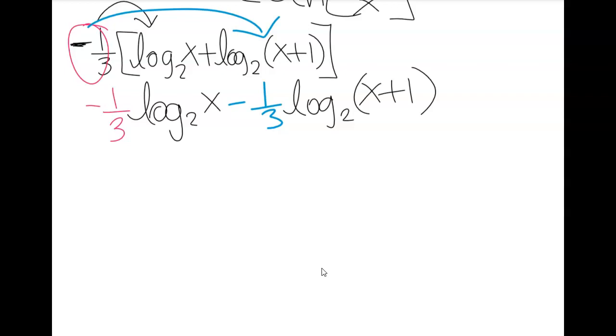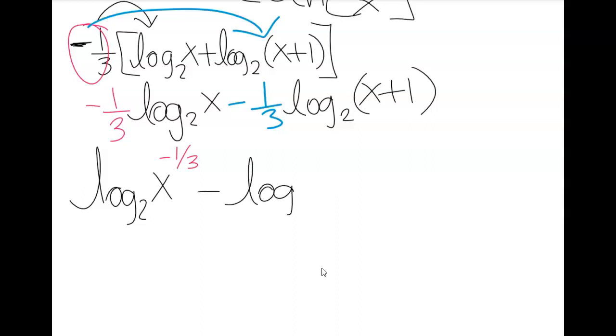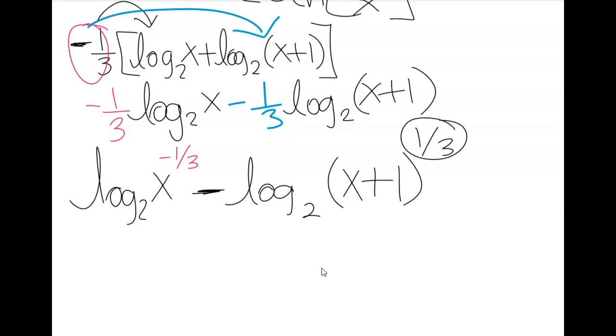Okay, so one thing we could do is write the negative 1/3 as the exponent of the x, like that. And then here we could have minus, and then the log of x plus 1, and then we can have the 1/3 here. Now, since I already kept a minus here, then this one will be positive, or I could make this positive, but then this needs to carry the minus. Let's do that.